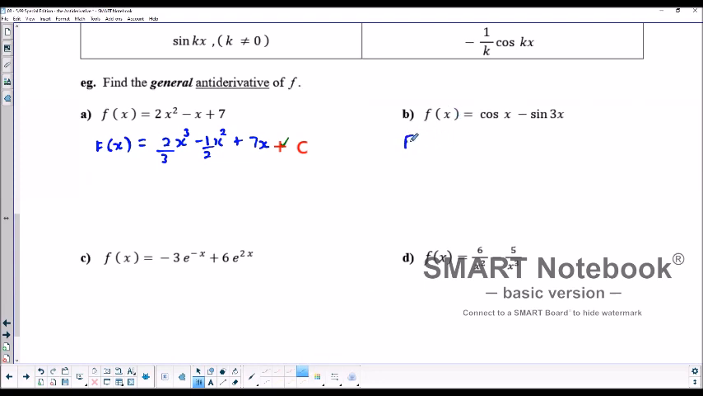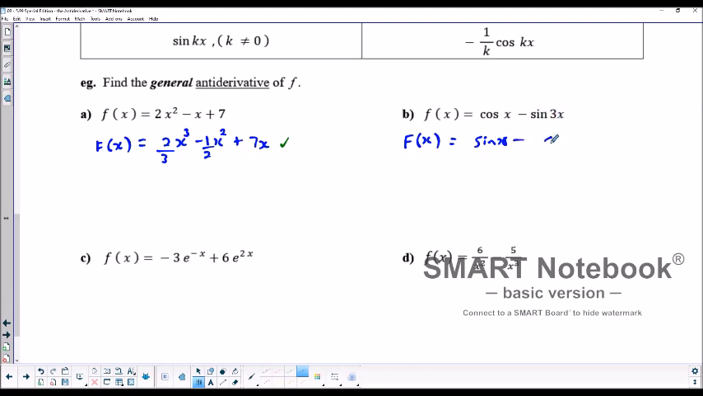Same sort of thing here. We've got cosine x, negative sine, or minus sine 3x. Well, we know the derivative of sine x is cosine x. Okay, so that doesn't have to change at all. So the derivative of sine x is just cosine x, that's fine.